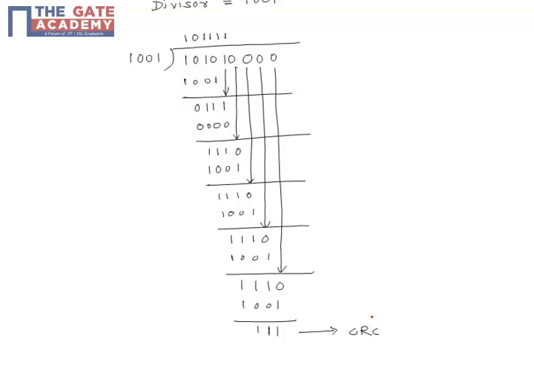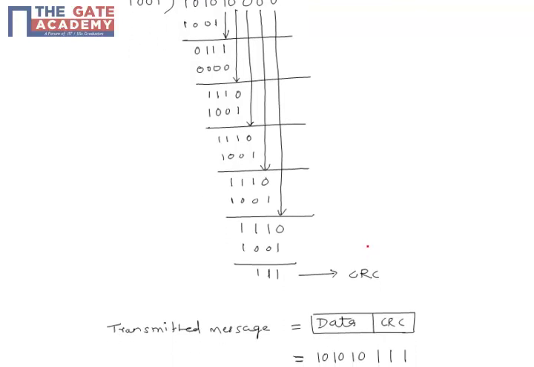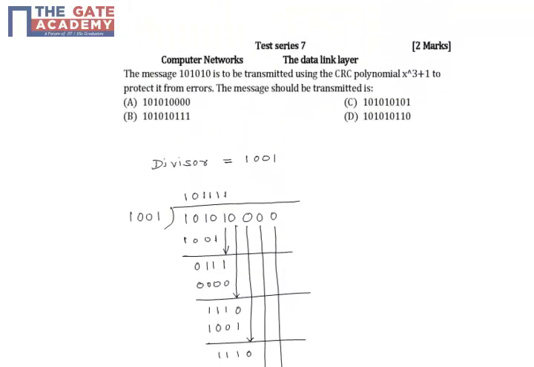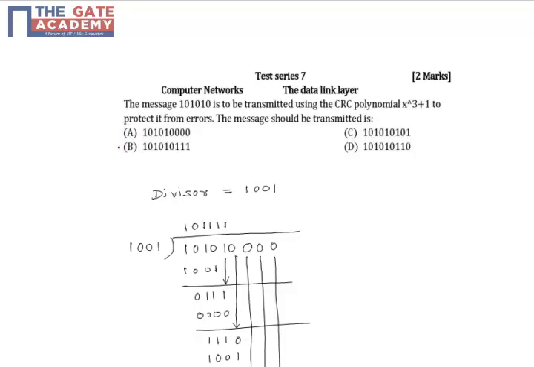So the message that should be transmitted is given by the original message appended by the CRC bits. So the transmitted message would be 101010 followed by 3 ones. So the correct answer to this question would be option B, 101010 111. Thank you.